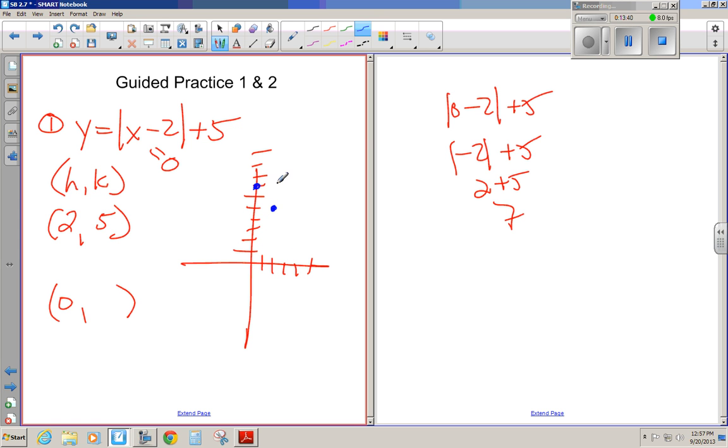And that means this would reflect over to here, and your V shape should look something like that. I'll try to draw this point a little bit better. There you go. So that's guided practice number 1.